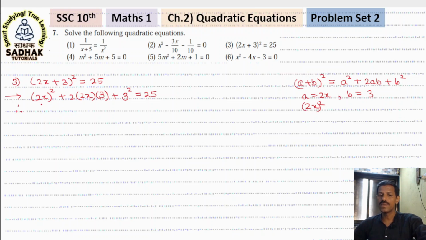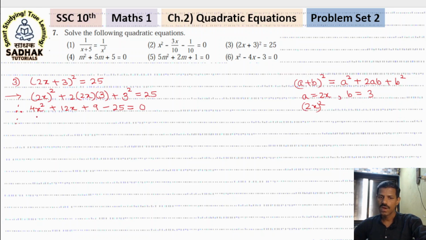Now can you tell me what will be the square of 2x the whole square? 2 square is 4, so it will be 4x square. Okay, what will be the multiplication of 2 multiplied by 2x multiplied by 3? 12x, correct. 2 2s are 4, 4 3s are 12, so it is 12x. Plus 3 square is 9. Okay, now can we take this 25 on the left hand side? So it will become plus or minus? Minus 25, correct, is equal to 0.